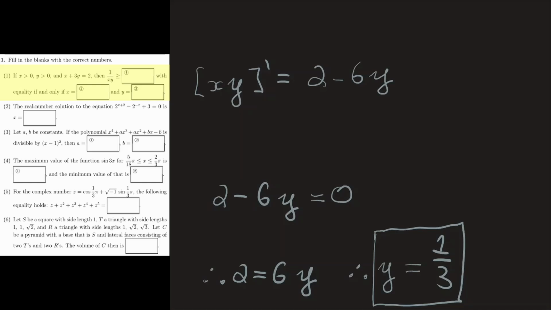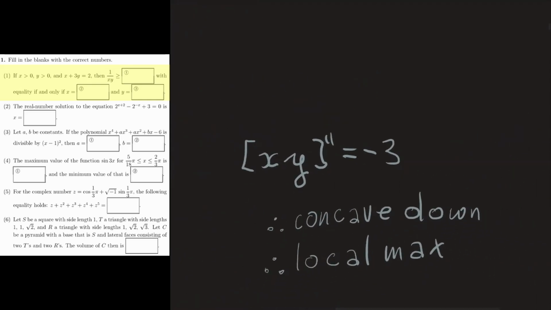Also, if you want to make sure this is in fact a maximum and not a minimum, what you can do is find the second derivative of x times y. You see it's negative 3, so it's negative, which means that the function must be concave down, meaning that this value must be a local maximum.